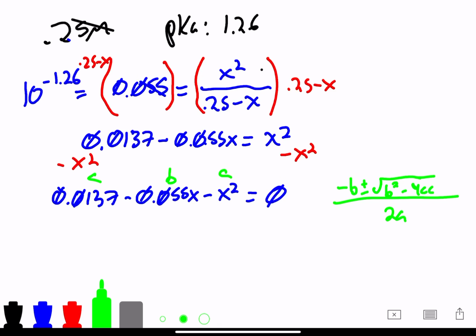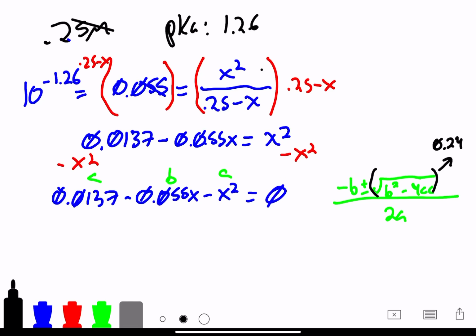And let's see, I'm going to type this in. I haven't figured it out beforehand, but if we have 0.055 squared minus 4 times -1 times 0.0137. Take the square root of that. So the inside of this right here is equal to 0.24.